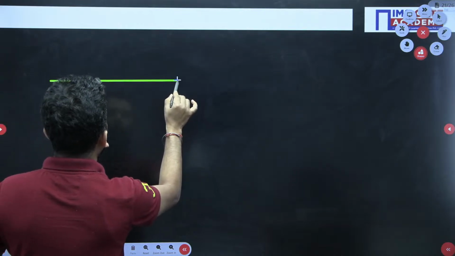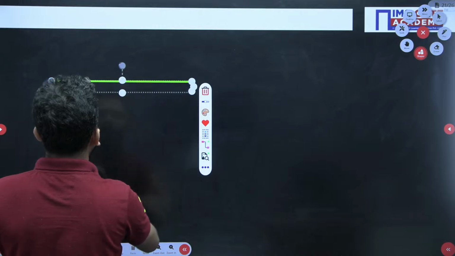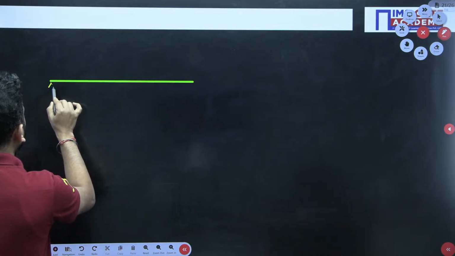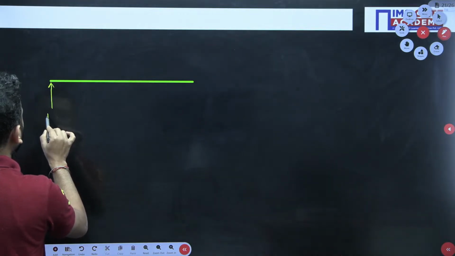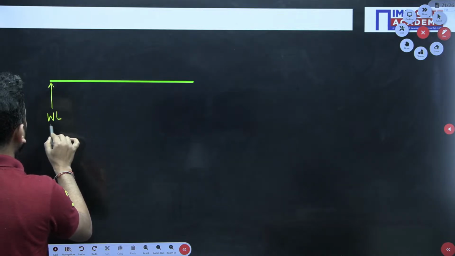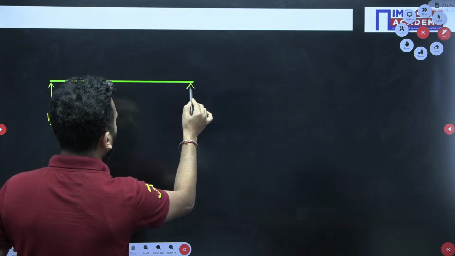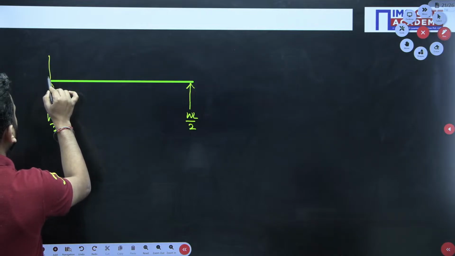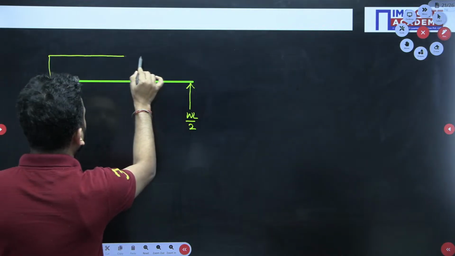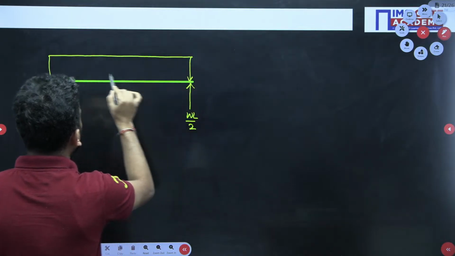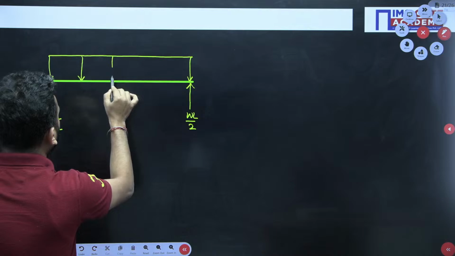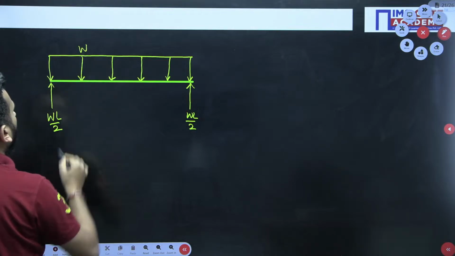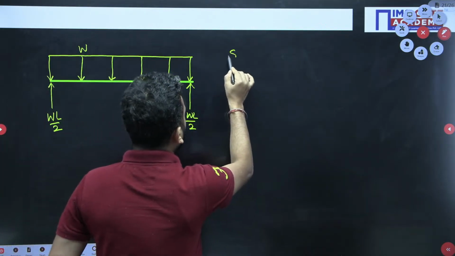So this was the free body diagram. This was your WL by 2, this was your WL by 2, and over here it was the distributed loading, with a constant distributed loading with W. So now I am drawing the SFD.